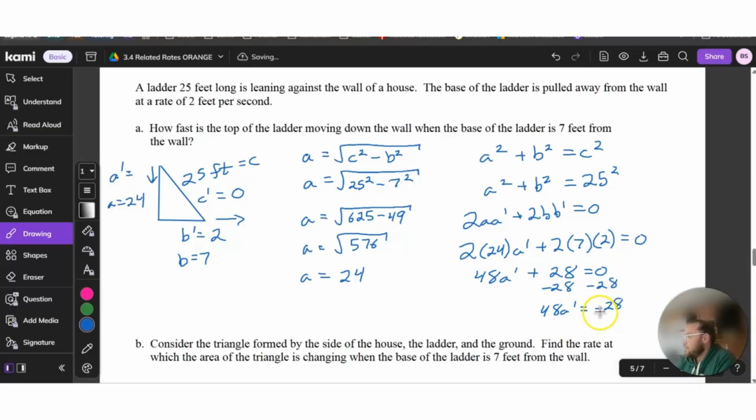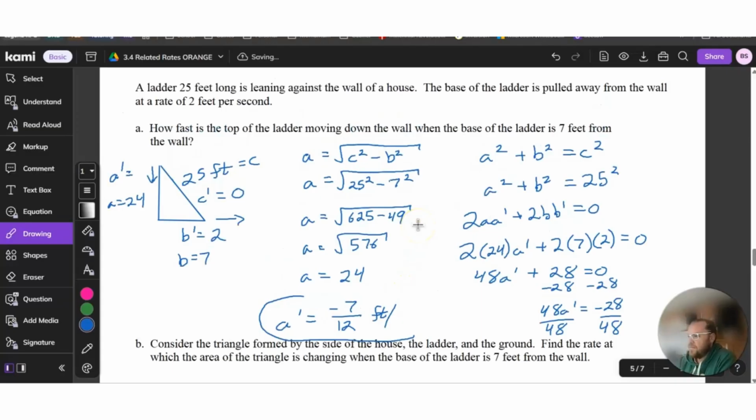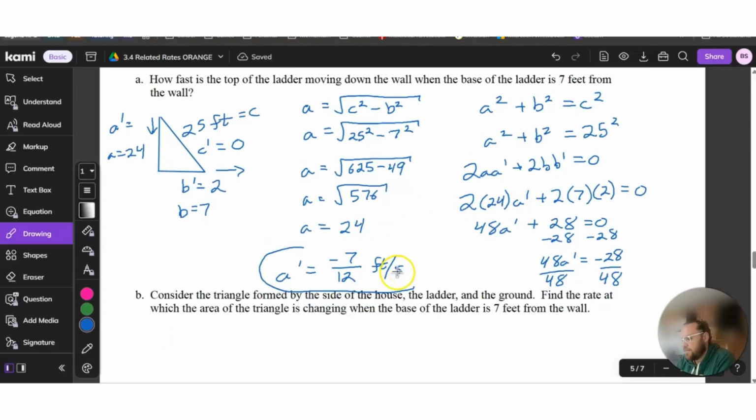Last step. What do I divide by? 48. Kind of running out of room, so I'm going to put it over here. So A prime is equal to, what's 28 divided by 48? I can simplify that. Are they both divisible by 4? Negative 7 over 12. And my units for that one would be in feet per, are we in seconds? Yes, seconds. Amazing.